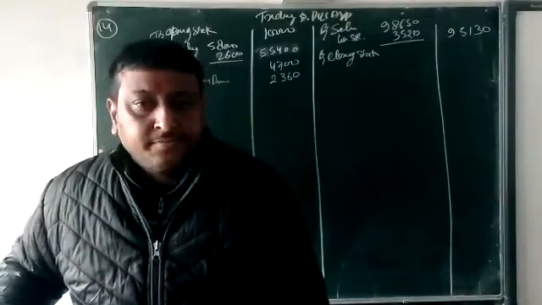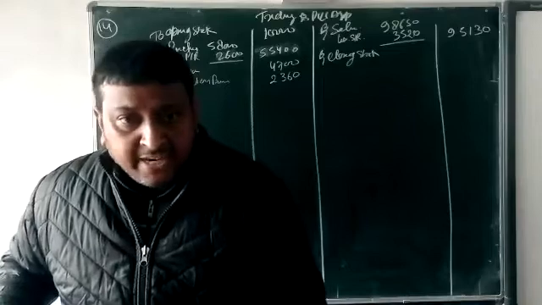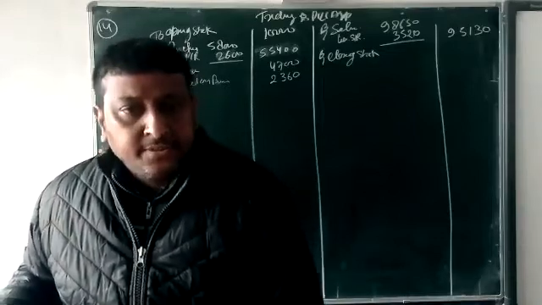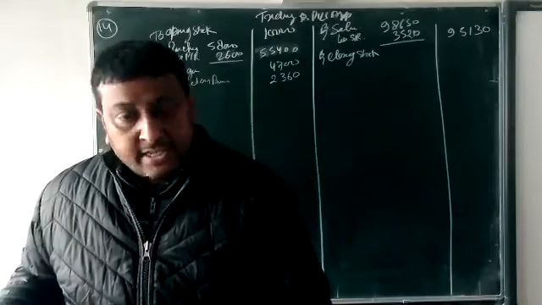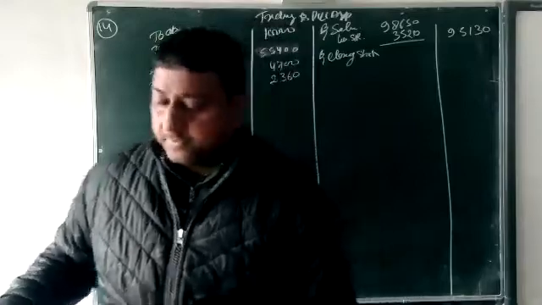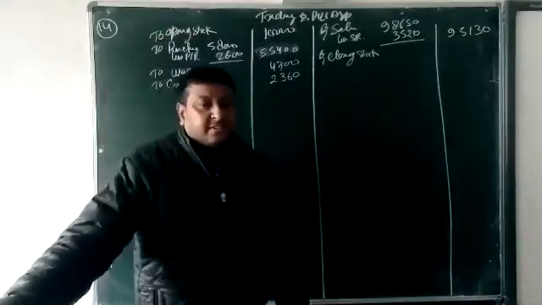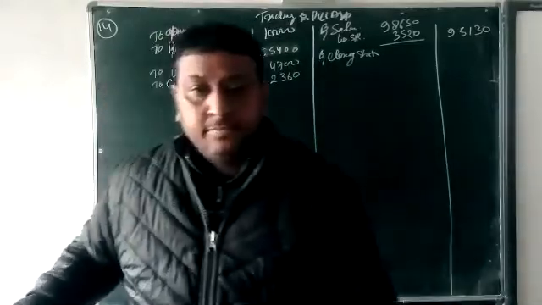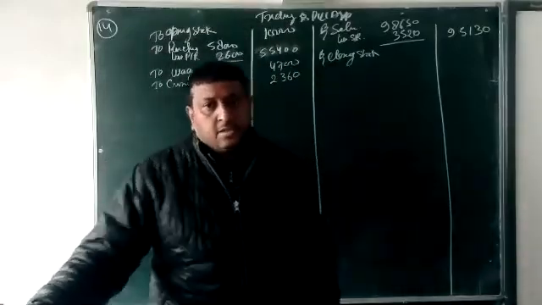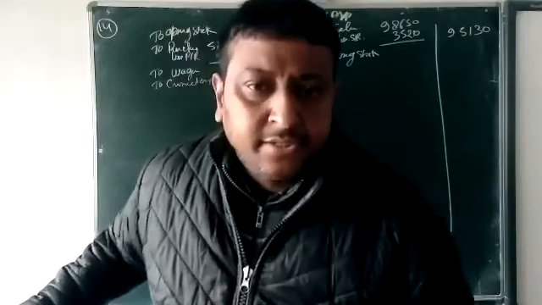Next, office salaries, PL account. Next, rent and taxes, PL account. Next, cash, balance sheet. Assets. Next, bank balance, balance sheet. Next, bad debts, PL account. Next, discount allowed, PL account.